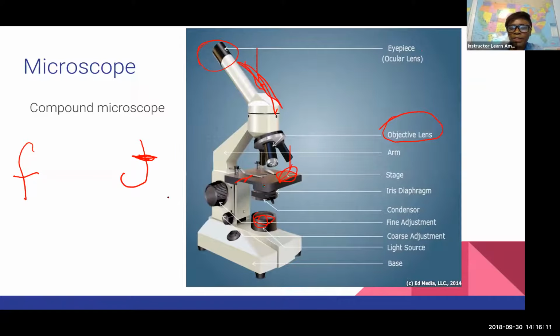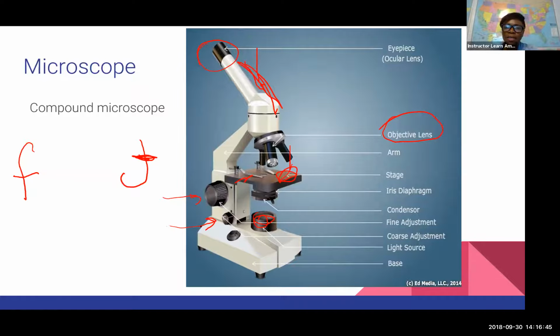Very important objects here on the side. You have your coarse adjustment knob and your fine adjustment knob. So the coarse adjustment knob is if you want to move the specimen closer to you or away from you. You would use the coarse adjustment knob. And if you wanted a greater focus, use the coarse adjustment knob. If the object is still, I would say, foggy or not clear enough, that's when you use the fine adjustment. It gives you more detail or more depth to the image when you use the fine adjustment knob.